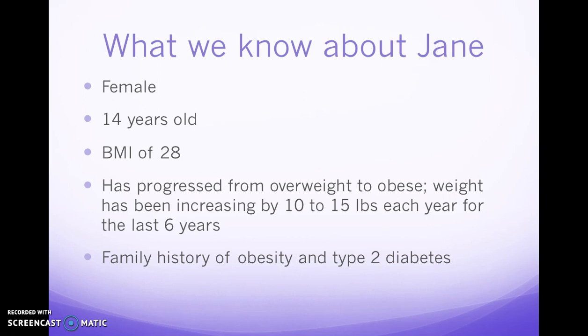Her family history of parental obesity and paternal type 2 diabetes also increases Jane's risk for obesity in adulthood and poses an imminent risk for developing type 2 diabetes.